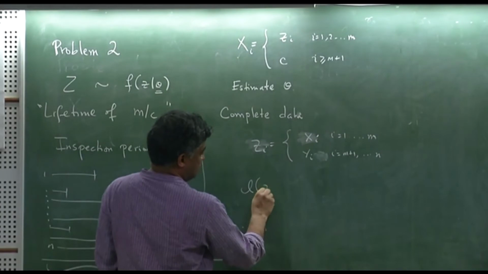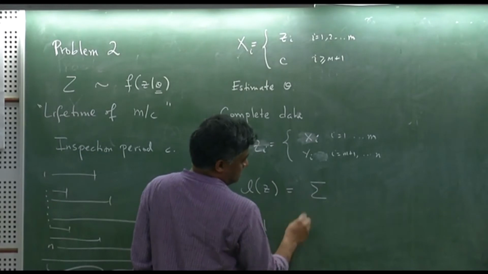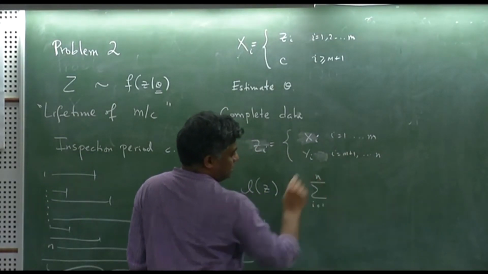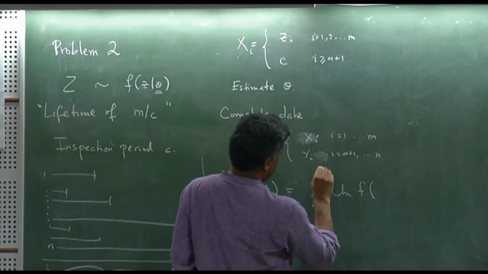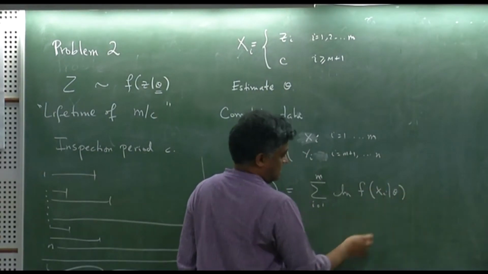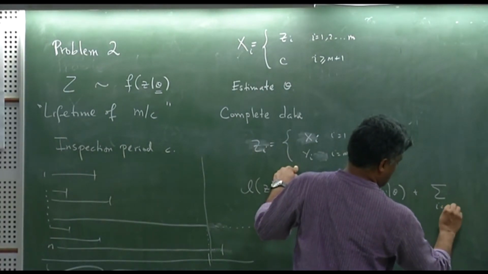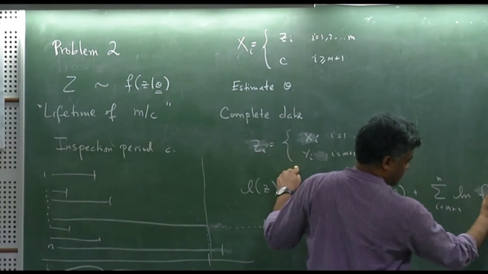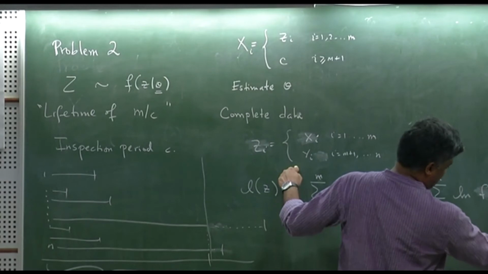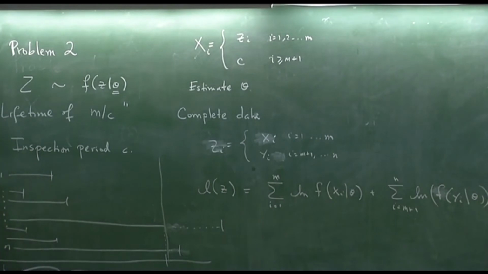So what is the log likelihood of the full data? It's basically the summation of i going from 1 through m, the log of f of xi given theta, plus the summation of i going from m plus 1 through n, log of f of yi given theta. There's a bracket missing. Okay, so that's what the complete log likelihood is. How do I optimize it?